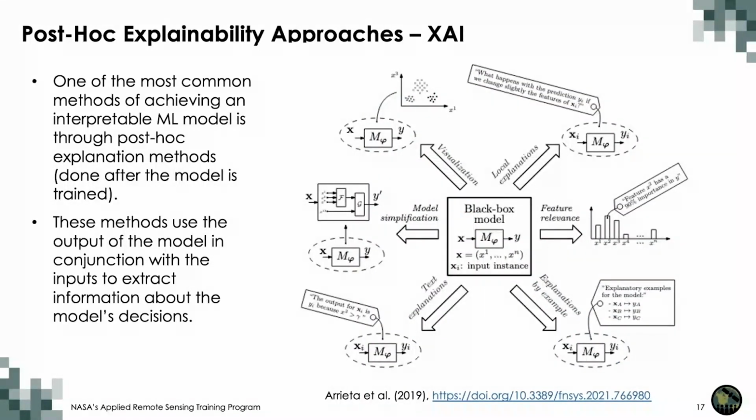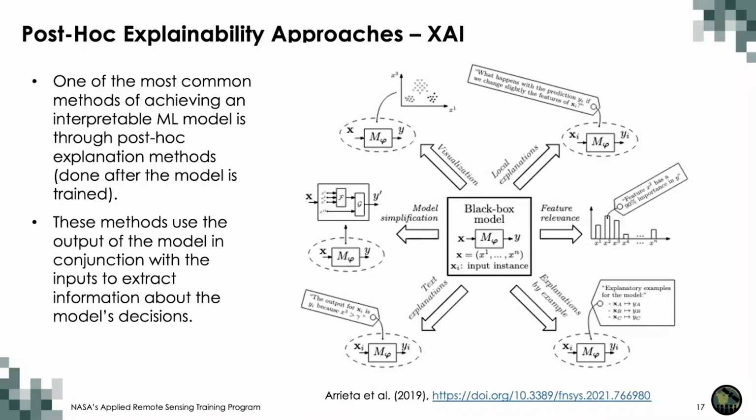One kind of big area of explainable AI is the post hoc explainability approach. Post hoc is done after the model is trained. These approaches are methods that are used to explain the predictions made by a machine learning model after it has been trained. These approaches provide insights into how the model arrived at its predictions and can help improve the transparency and interpretability of the model.